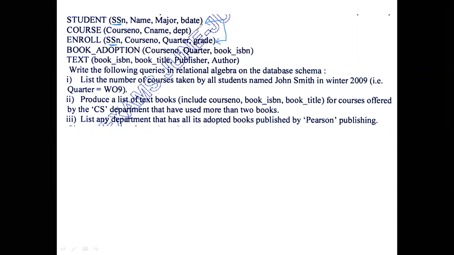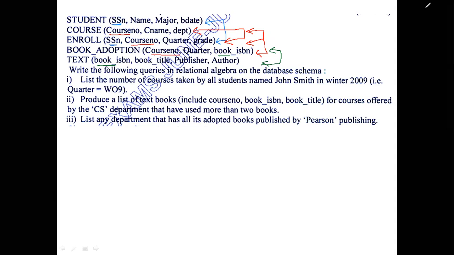Then course and enroll are related through the course number attribute. Then book adoption is related to enrollment as well as this course through course number, right? And finally we have the textbook related to book adoption using the attribute that is book ISBN. So it is these attributes which we will be using when we want to join these tables.